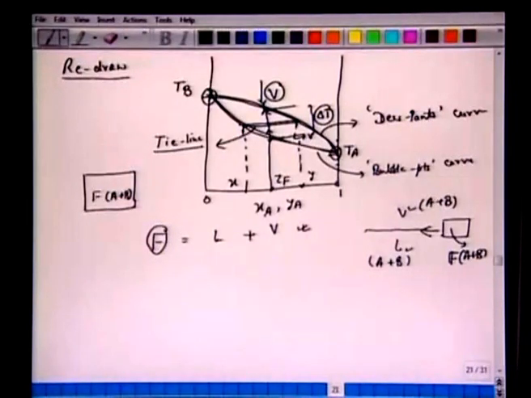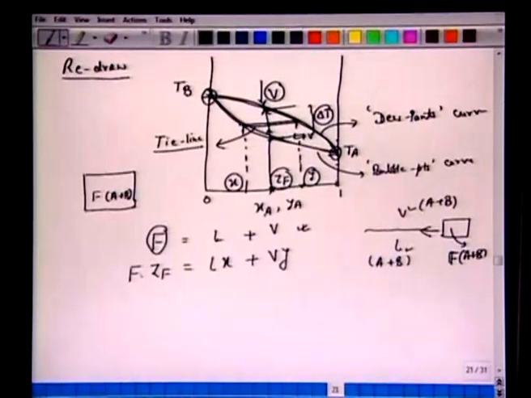We can now make a balance for A alone. So if we have F and starting composition was ZF, so F dot ZF would be the moles of A in this feed phase. And now this is distributed in liquid and vapor phase. So this is Y, this is X, this is Z.